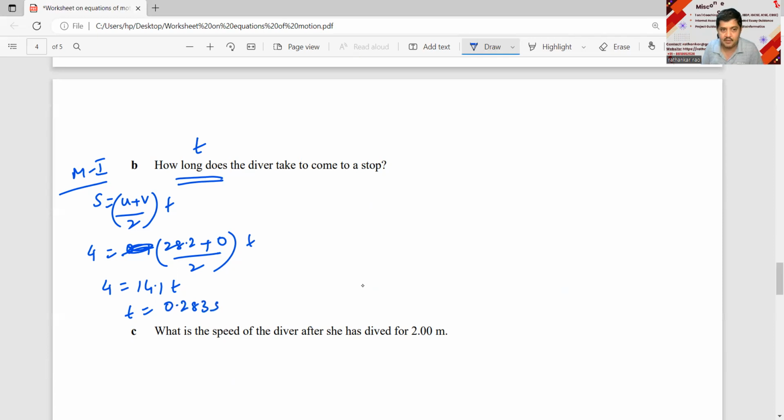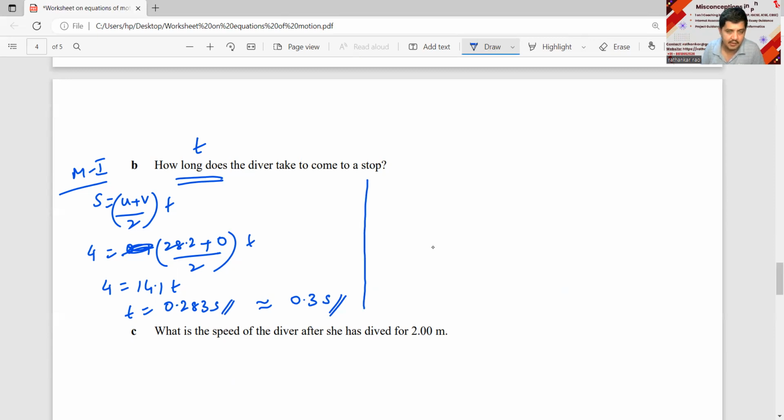0.283 seconds. This is the answer that you should get. Once again, regarding significant figures, the best way to represent this is to cite it as 0.3 seconds, one significant figure. Then, any other method? Let us do it by another method also.